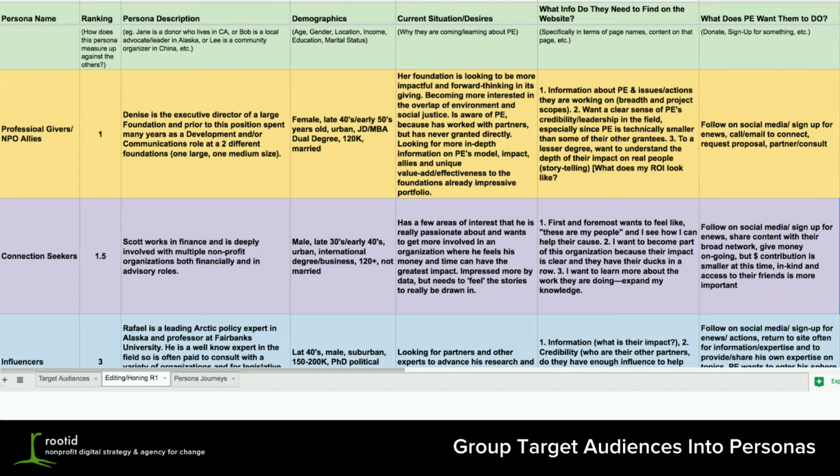So what we do next with this information is we go back into our spreadsheets and we itemize them out. What their different descriptions are, their demographics, their current desires, some of the information we had looked at before, but now it's honed together into a nice little grouping. But then the two new questions that we're asking are, what do these people need to find on the website, what are they looking for from this organization, and what does the organization want them to do?